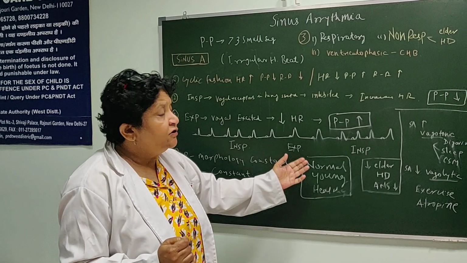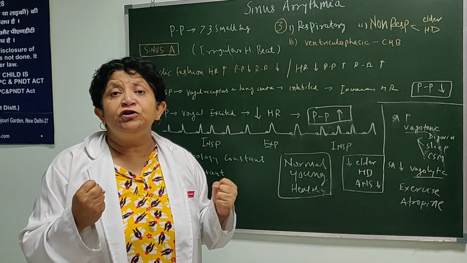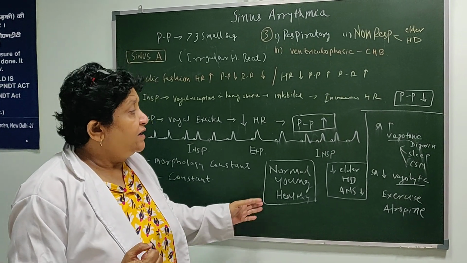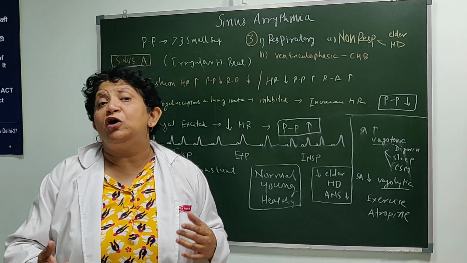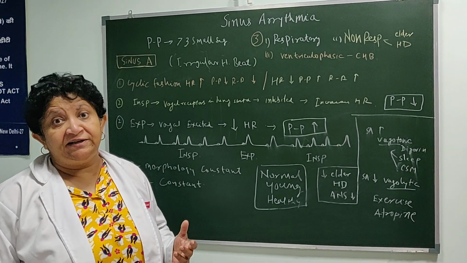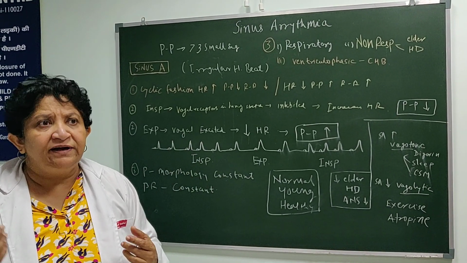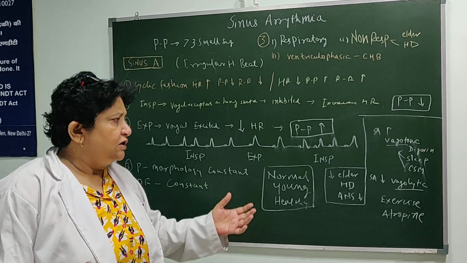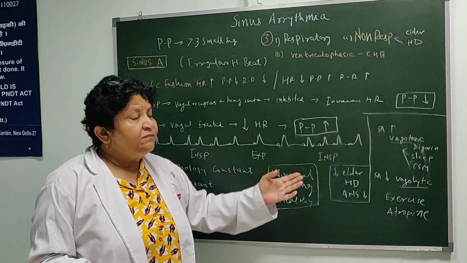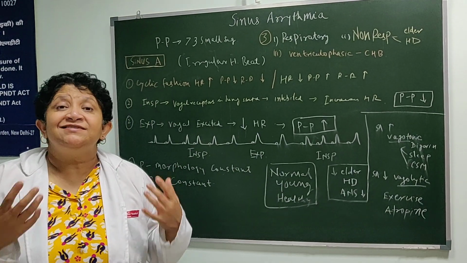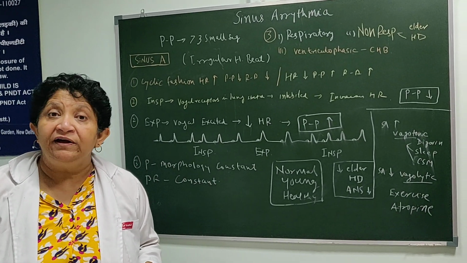Now, this occurs in normal young, healthy people, because they have a good, well-developed autonomic nervous system. And it decreases in the elderly, or due to heart disease, or when there is disease of the autonomic nervous system, such as in diabetics. So in the elderly, the nervous system will be affected, so that is why this respiratory variation will not be there. And this sinus arrhythmia is especially more pronounced in those who exercise more, who are athletic. So they have a good vagal influence on their heart.